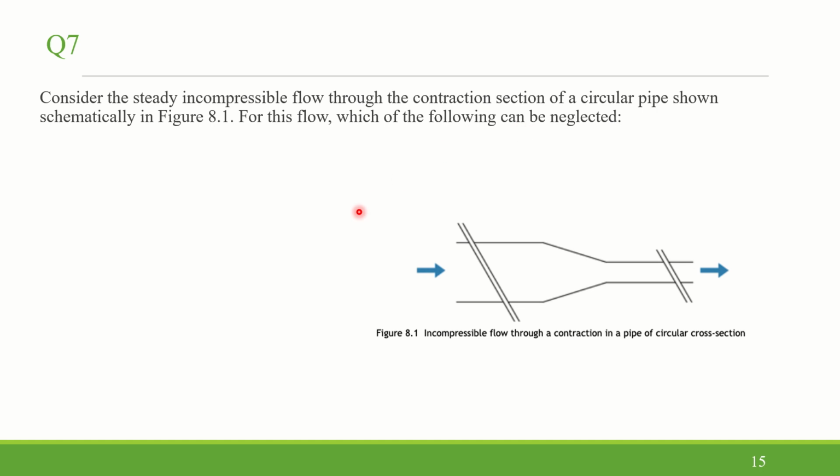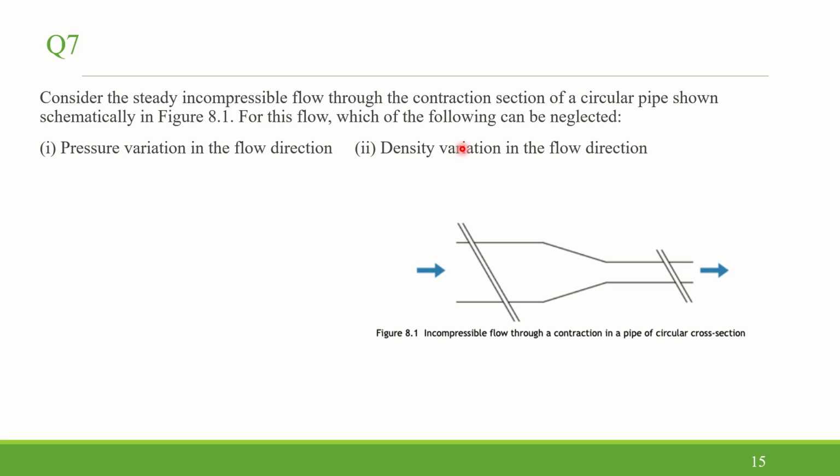So the question is very simple. Here it is asked that consider the flow, and here the flow is a steady state flow and it is an incompressible flow through the contraction section. So here it is the contraction section in the circular pipe as shown schematically in figure 8.1. For this flow, which of the following can be neglected? So the options: we have two things. First one, it is pressure variation in the flow direction, and second one, it is density variation in the flow direction.